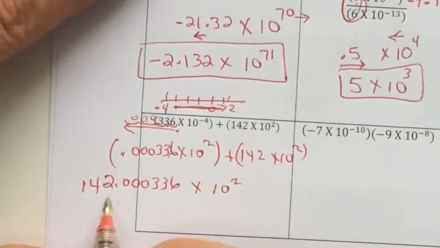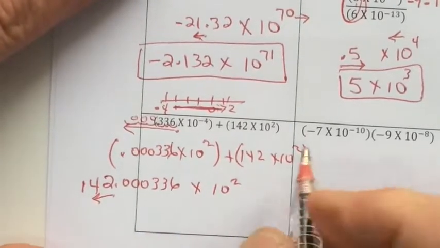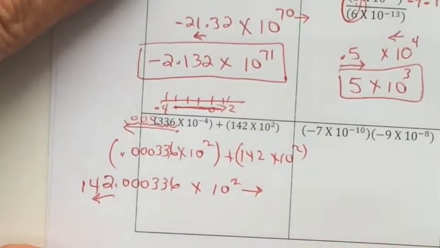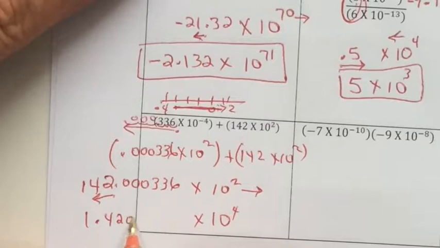All right, but I got to fix it, so I got to go 2 more this way, which means that's going to go 2 more that way. So it makes this 10 to the 4, and this is 1.42000336.